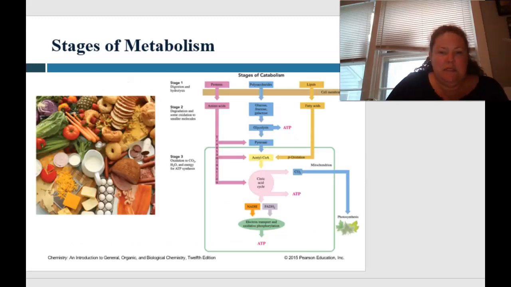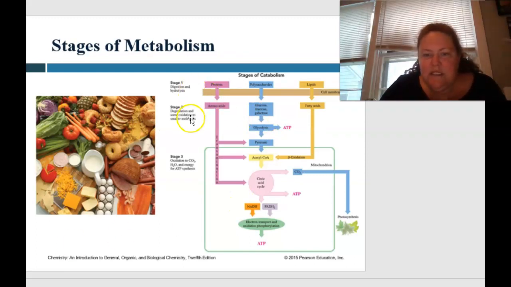So looking at that 3-stage pathway, this is kind of fun. Okay, you have your stage 1, your stage 2, and your stage 3. We have 3 major groups of food that we eat. We have proteins, we have carbs, and we have lipids or fats.